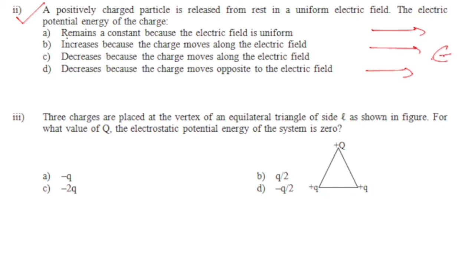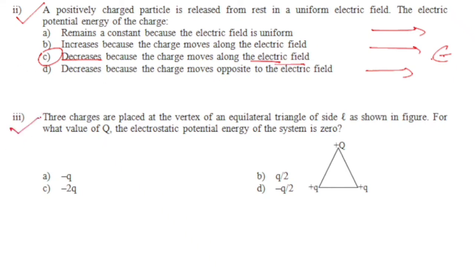So four options are there. Which one is correct? Remains a constant because the electric field is uniform. Increases because the charge moves along the direction of electric field. Or decreases because the charge moves along the electric field. Which option is correct? Yes, C is correct. Electrostatic potential decreases because the charge moves along the electric field, and in the direction of electric field, potential difference decreases and hence potential energy also decreases. So the third option is correct.